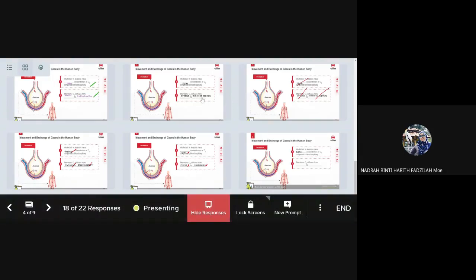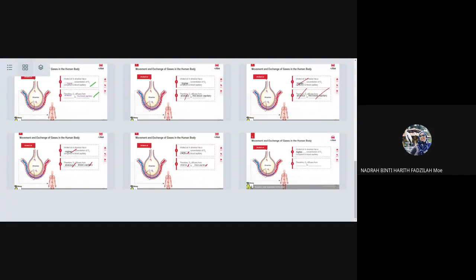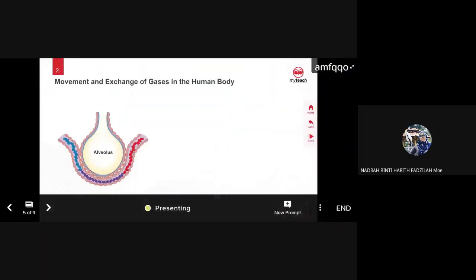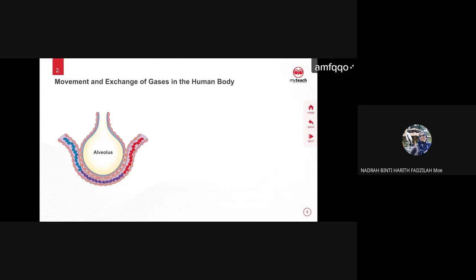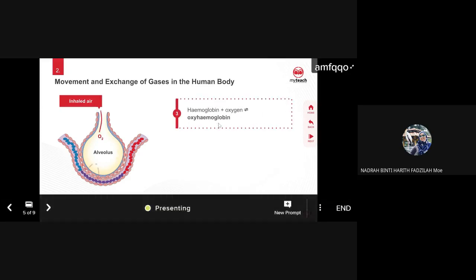Okay sayangku, kita sudah selesai untuk oksigen tapi baru cerita oksigen masuk ke dalam blood capillary. What happened after that? Now we want to take a look. Sorry Danny, saya terpaksa move to the next slide. Okay, because it's already 11 a.m. Okay, so movement and exchange of gases in the human body. Just now we discussed about until oxygen diffused into blood capillary, what happened after that?